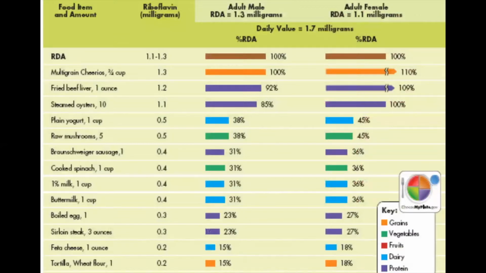Some sources of riboflavin are listed here. You see grains, dairy, and protein being pretty high in riboflavin. And there is no upper limit for riboflavin. People with poor diets as well as alcoholics do sometimes have low riboflavin intakes.